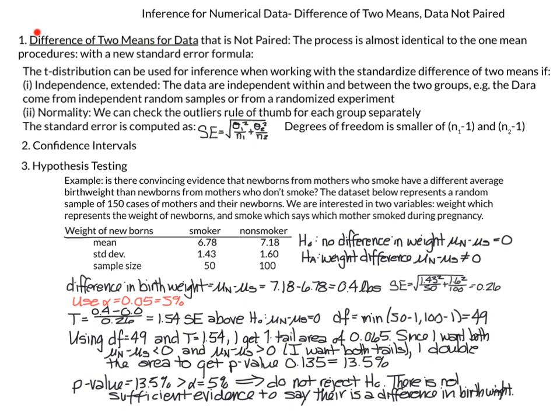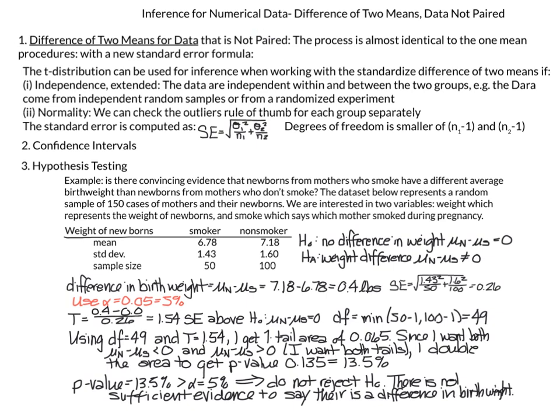Here, we are going to be looking at the difference of two means for data that is not paired. In our previous video, we looked at paired data, and the example was the cost of books. We would have a single book, but the paired data would be the price of the book on Amazon versus the price at the campus bookstore. Those data would be paired because it would be for the same book. Here, our data is not paired.